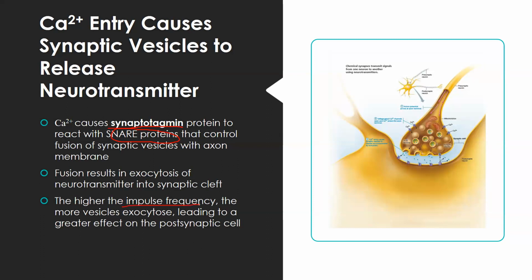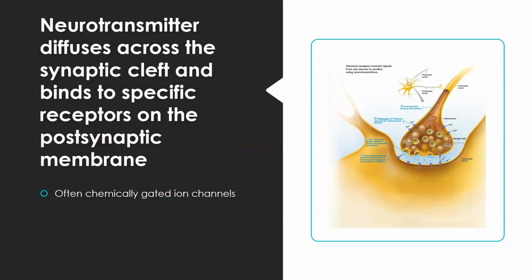The higher the impulse frequency, so the more action potentials being sent, the more vesicles will exocytose, meaning the more neurotransmitter that's released. So if we have a stronger stimulus, we have more action potentials, we have more calcium, we have more vesicles, we have more neurotransmitter. Everything gets more.